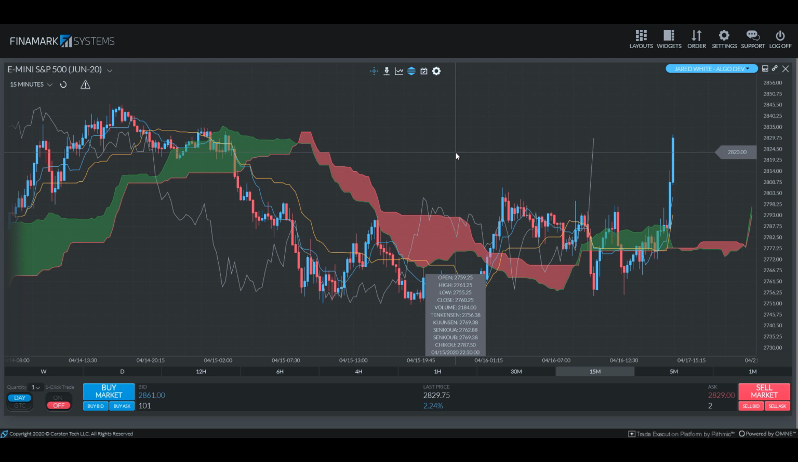Overall, folks, the Ichimoku cloud is something that definitely provides some valuable information, and I strongly encourage that you play with it now that you know what it is. It is something that can definitely add some power to your trading arsenal.